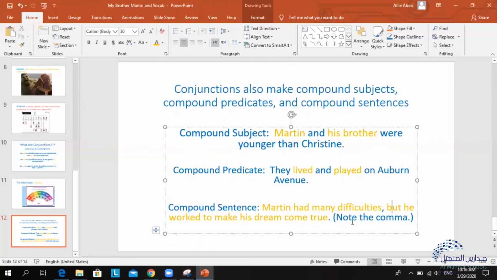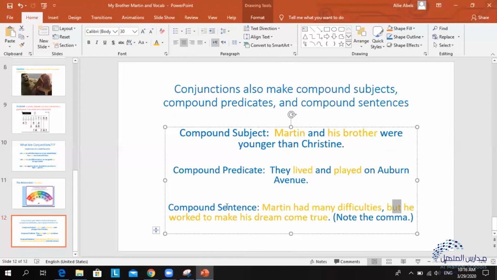So in this single sentence, we have two sentences. Martin had many difficulties is the first sentence, and he worked to make his dream come true is the second sentence. So who joins the two sentences together is "but", the conjunction but.